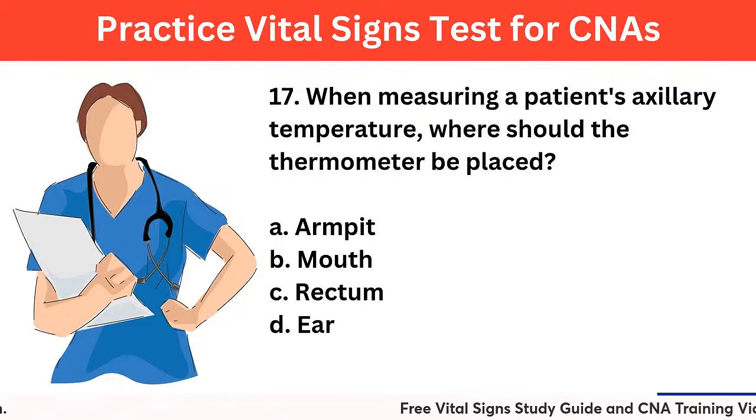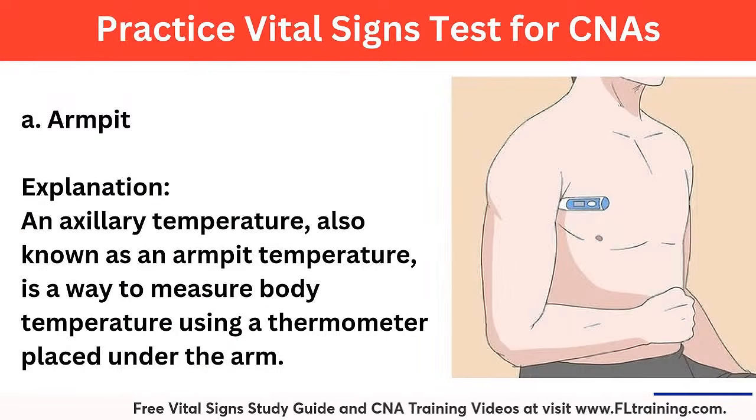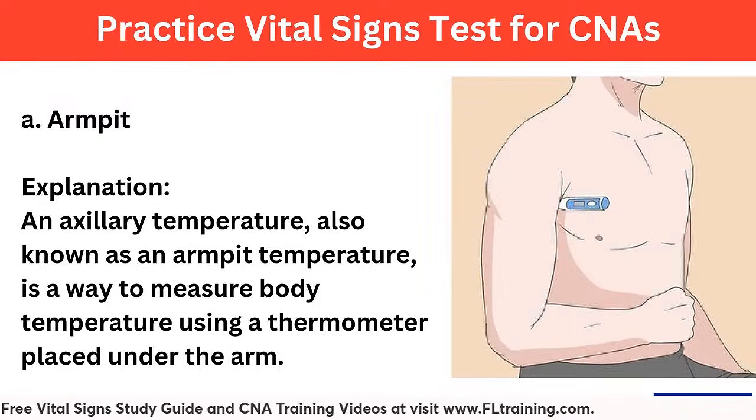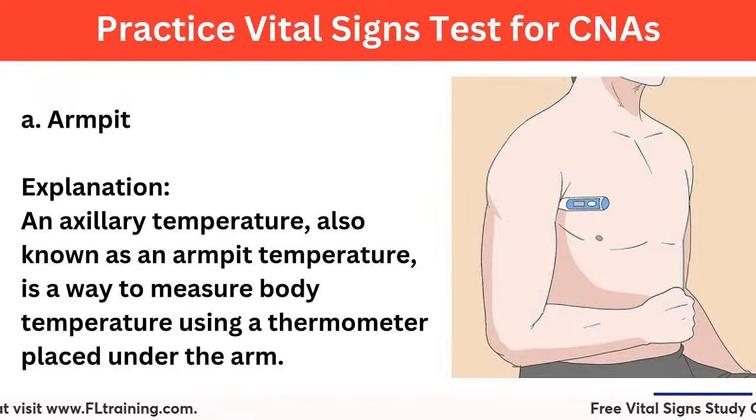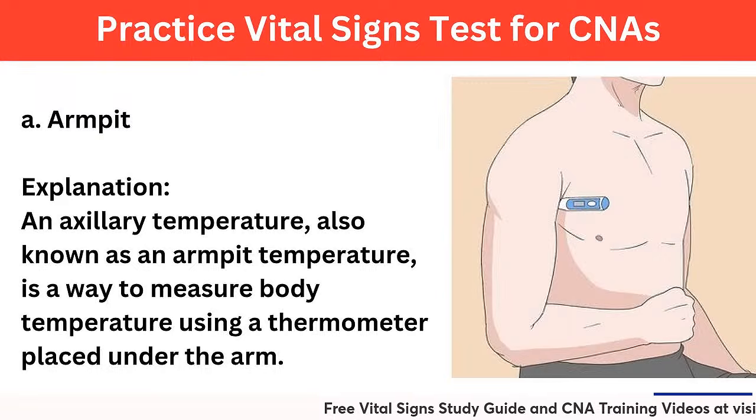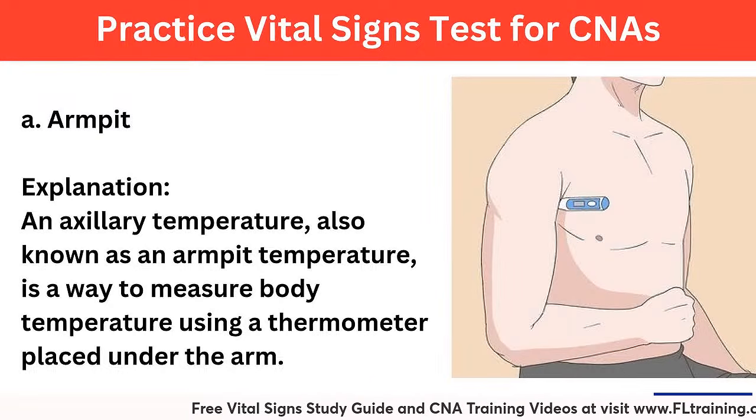Revealing the answer in 3, 2, and yes, everybody. And so notice how I say it. I pronounce it as axillary. It is not auxiliary. Auxiliary is a cord. So an axillary temperature is the temperature taken in the armpit, and it's a way to measure the body temperature.